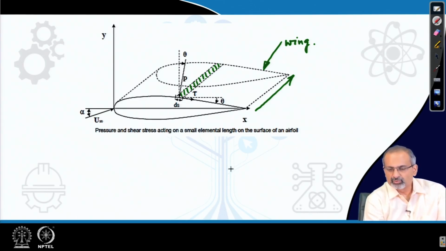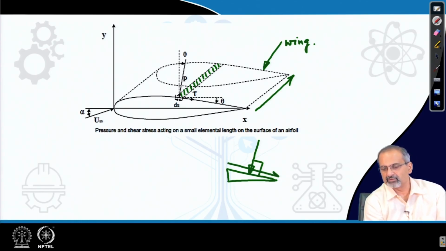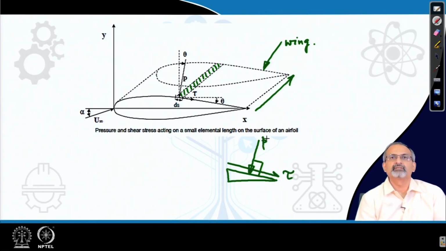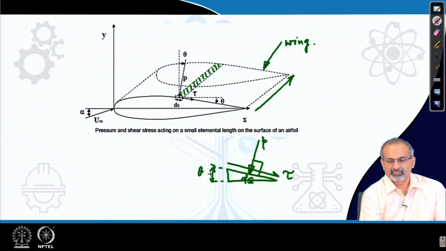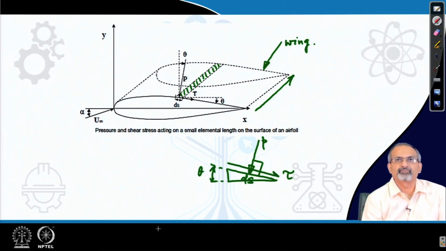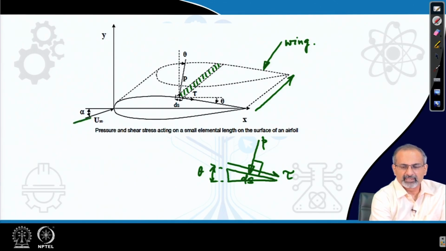So, if you draw that small strip a little larger, you find that pressure is acting normal, at right angle to that surface, and shear stress is acting tangential to it. So, this is how pressure and shear stress are acting on that small element. Let us say this is ds, and the angle over here is theta. It depends on the local surface inclination at that point. Further, the velocity is coming in and meeting the airfoil at an angle of attack alpha.